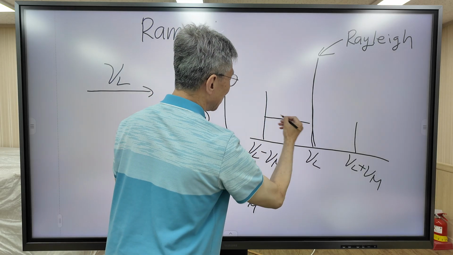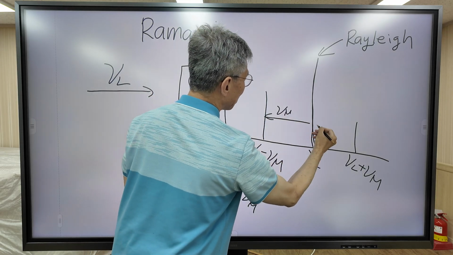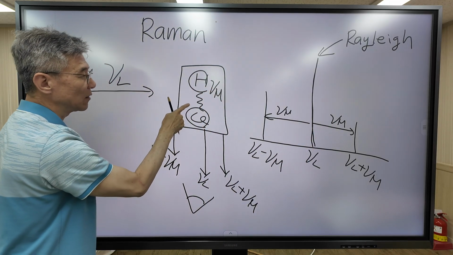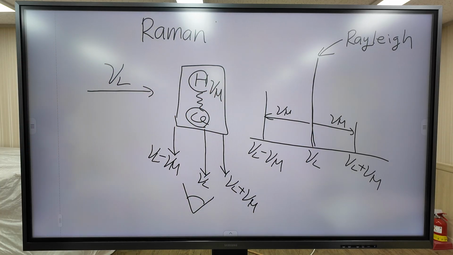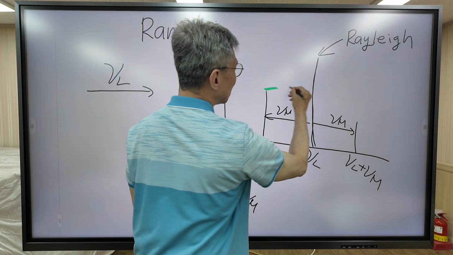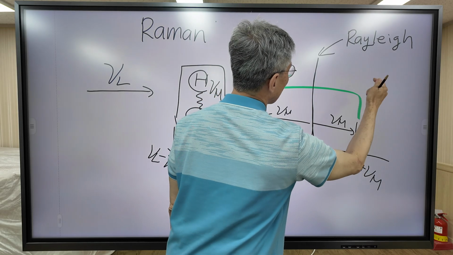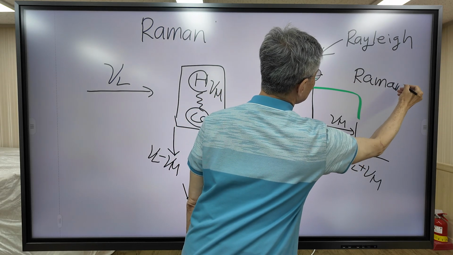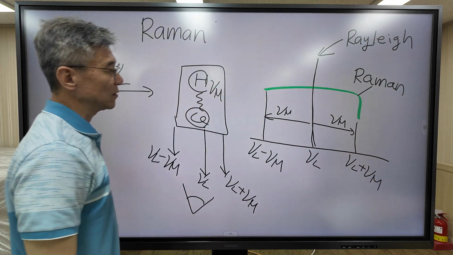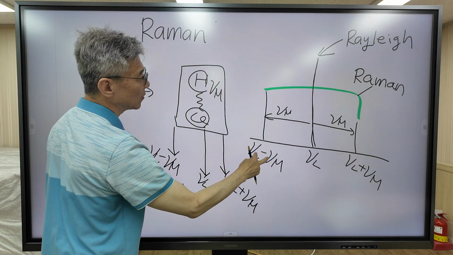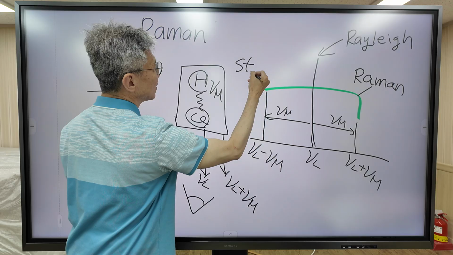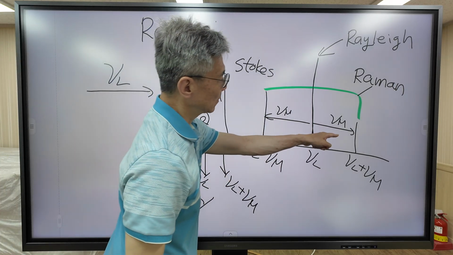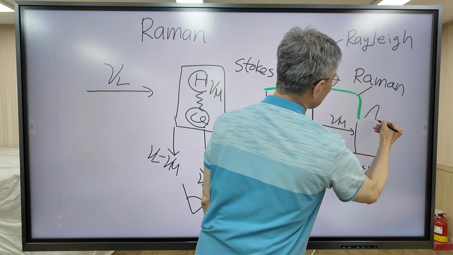It is displaced by ν_m, which corresponds to the vibrational frequency of the HCl molecule. These two lines are called Raman spectrum, Raman scattering. Especially the low frequency component is called Stokes Raman scattering, and the high frequency component is called anti-Stokes Raman scattering.